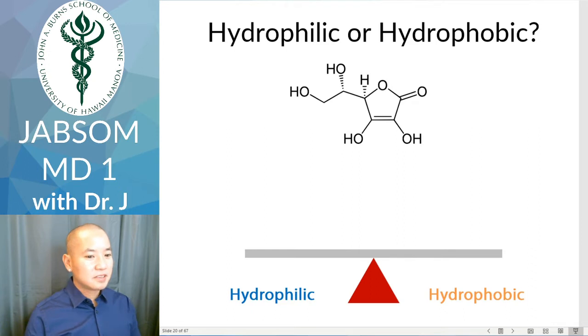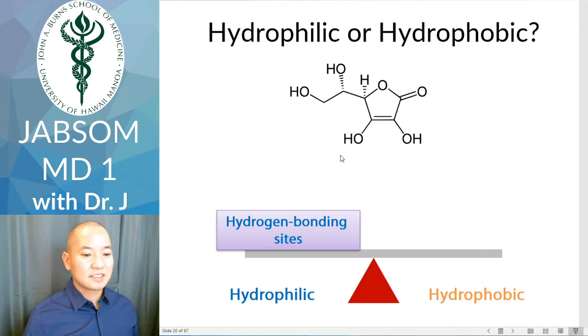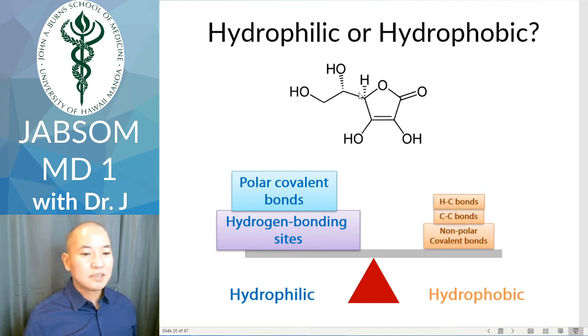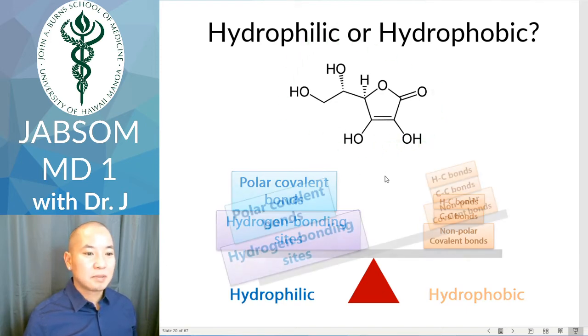Now here we have a molecule. What do we notice here? Well, notice that there are a lot of oxygen atoms. Remember, can oxygen form hydrogen bonds? Yes, they can form a lot of hydrogen bonding sites. Here we have oxygen, oxygen, oxygen, and we also have a lot of oxygen linked to hydrogen. So we have a lot of polar covalent bonds and potential hydrogen bonding sites. We do have some carbon-carbon and hydrocarbon nonpolar covalent bonds, but what we have here are a lot of oxygen atoms, so this is probably hydrophilic.